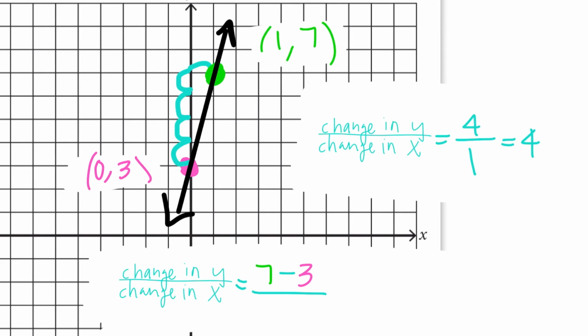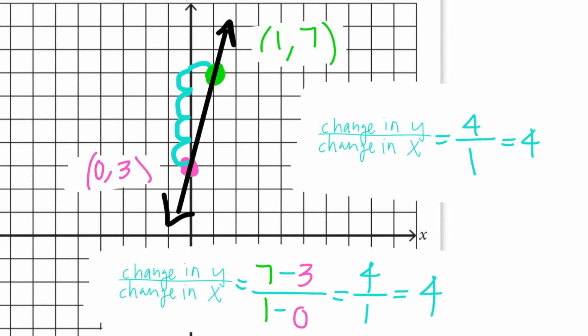On the bottom, I have to figure out what is the change in x. So to find the change in x, I'm going to set it up the same way. Because I started with the green point, and this is the y-coordinate of the green point, I have to put the x-coordinate of the green point on the bottom too. So I'm going to start with 1 minus, and then the x-coordinate of the pink point is 0. So my final answer is I'm figuring out the change in y, the change in these y values, is going to be 4. And the change in these x values is going to be 1. Therefore, my slope is just 4.